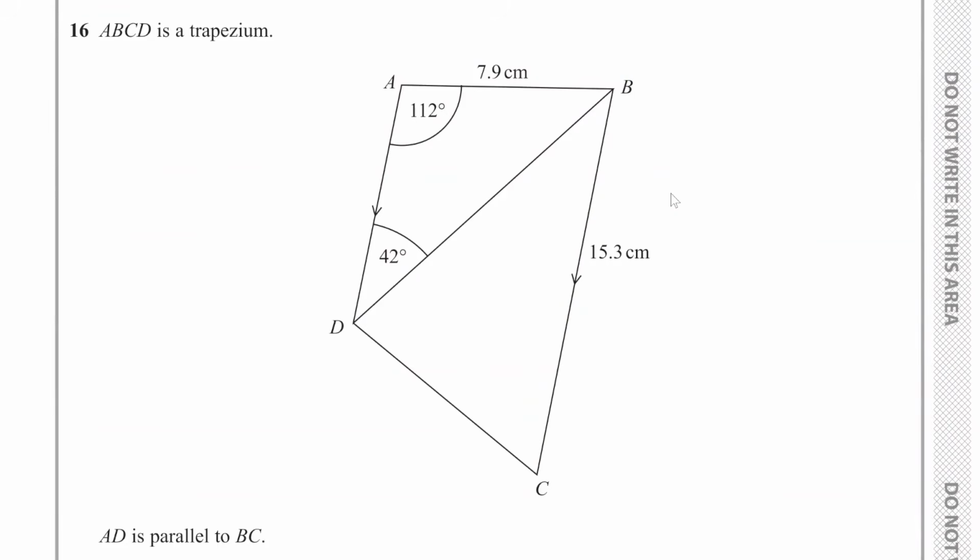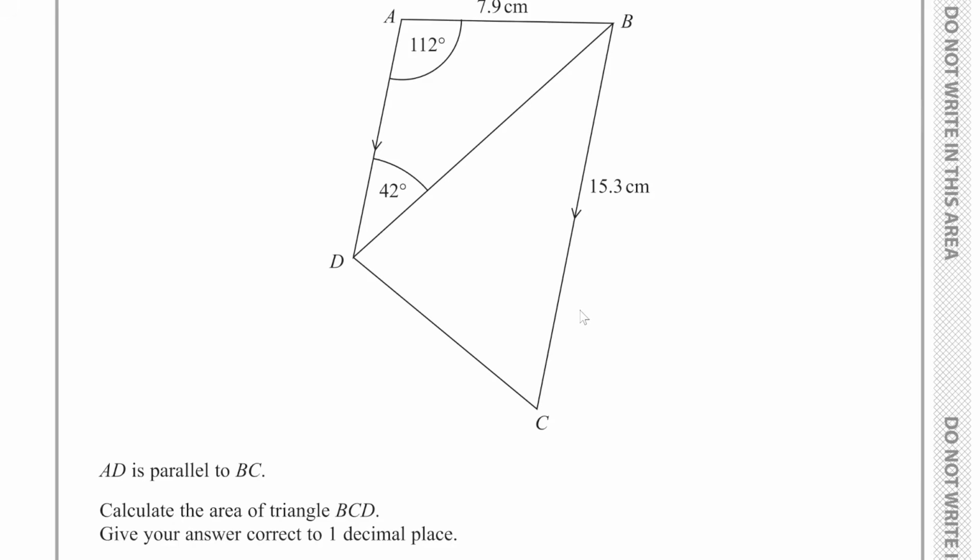Question 16. ABCD is a trapezium. So we've got a set of parallel lines. AD is parallel to BC. Calculate the area of the triangle BCD.